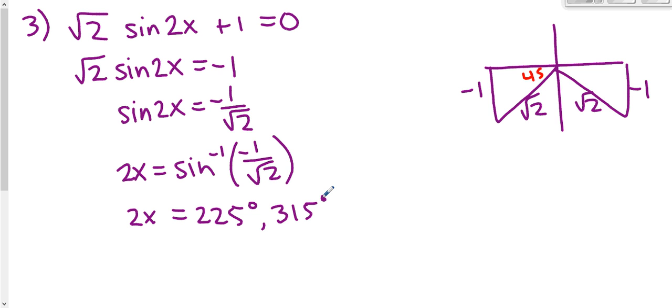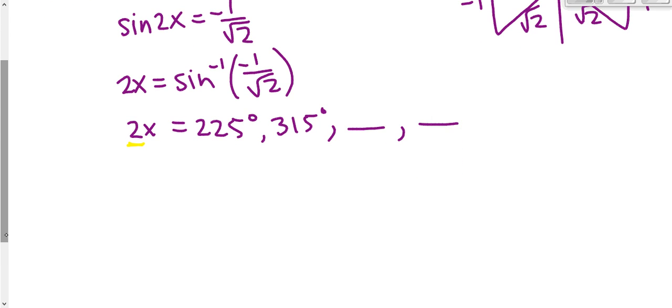Now, because we have the 2 here, we're going to need to go around the circle again and get 2 more answers. But we don't have to do that now. We can do it now if we want to, or we can wait and change things into radians and then do it. So that's what I'm going to do. So I'm going to take these 2 answers I already have, change them into radians. So we have 5 pi over 4 and 7 pi over 4.